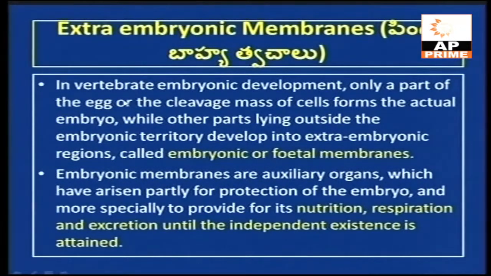In vertebrates, during embryonic development, only a little part of the egg or the cleavage mass develops into the embryo. The remaining parts present inside the egg develop into embryonic territory and into extra embryonic regions, which are called embryonic or fetal membranes.